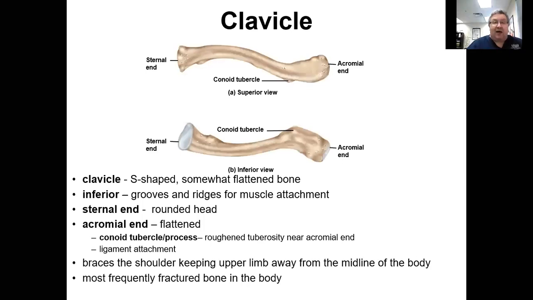So let's talk about the clavicle. You're going to have to know what this bone is. Again, it's an S-shaped bone. And all I'm going to need you to know about the bone itself is its 2 sides: the sternal end and the acromial end. The sternal end is rounded and has a little indent in it where it articulates with the sternum. The acromial end is flattened out.